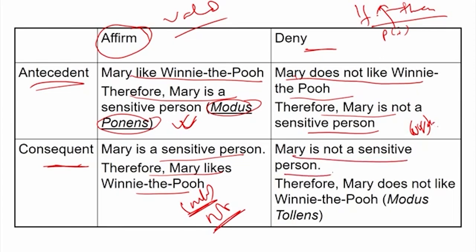But denying the consequent always leads to a valid conclusion. So, if Mary is not a sensitive person, then of course Mary is not going to like Winnie the Pooh, because people who like Winnie the Pooh are always sensitive. So, somebody does not like Winnie the Pooh, so they are not sensitive. This is called modus tollens. And therefore, Mary does not like Winnie the Pooh. So, two conditions, affirming the antecedent or denying the consequent in if-then reasoning, in conditional reasoning, will always lead to valid conclusions. Anything other than that will lead to invalid conclusions in conditional reasoning.